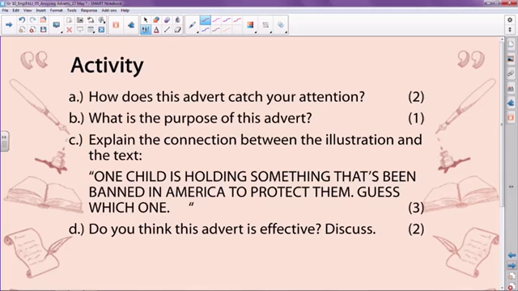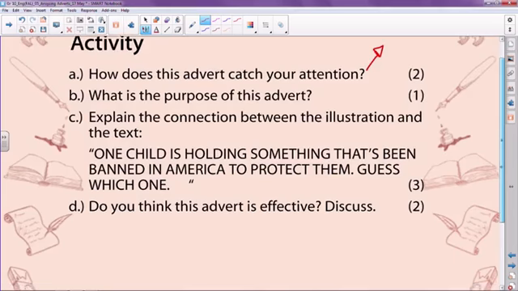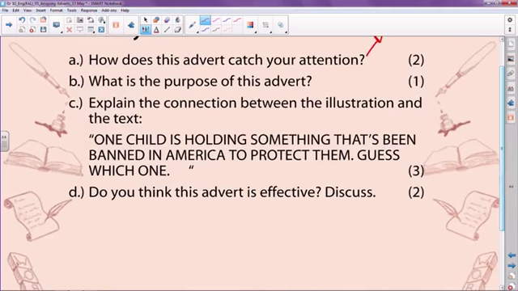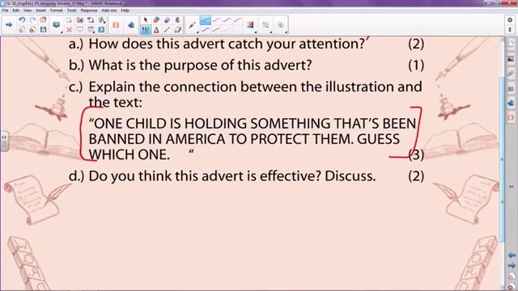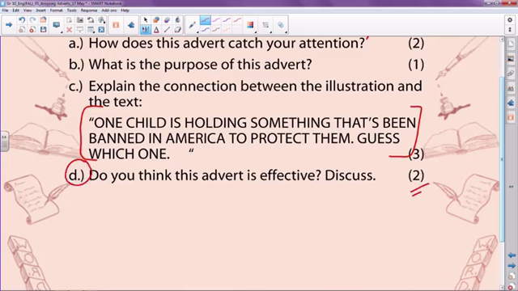And we have our questions. How does it capture your attention? Well, obviously, the image of the girl holding a gun is very shocking, and then the contrast between the Kinder Joy egg and the gun. What is the purpose of this advert? Again, raise awareness, look at anti-gun policies perhaps. What is the connection between the illustration and the slogan? Well, obviously we have the irony, all right? What's been banned is actually a Kinder egg. And finally, do you think it's effective? Well, again, that's up to you.